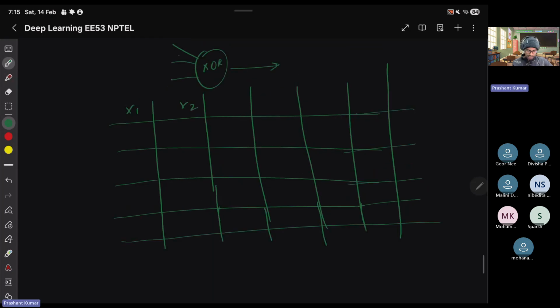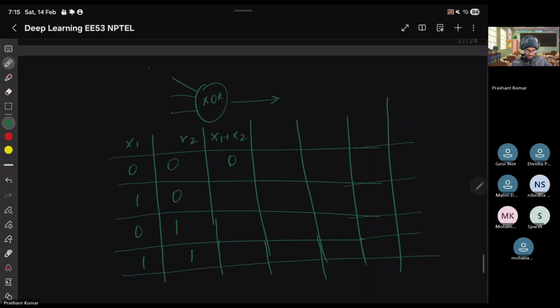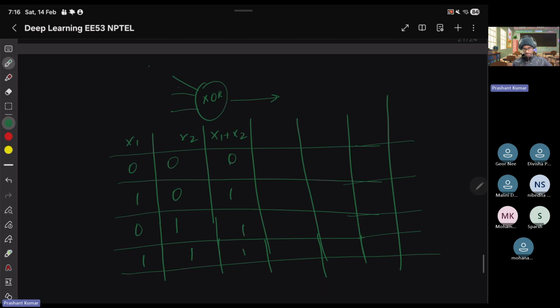And let's create x1 plus x2. This is 0, 0, 1, 0, 0, 1, and 1, 1. So if this is x1 plus x2, it will become 0, 1, 1, 1. This is OR, sorry.